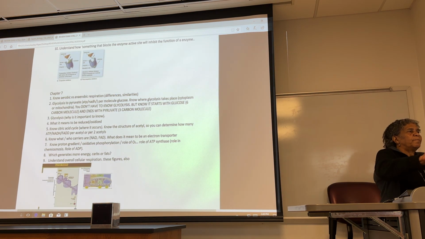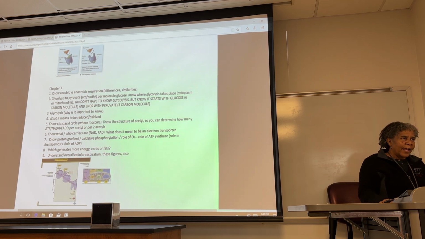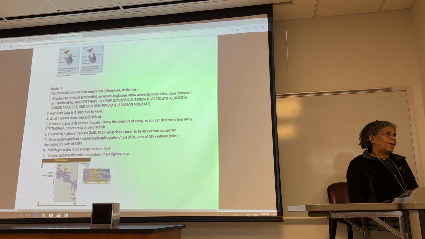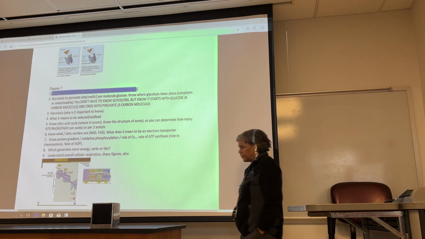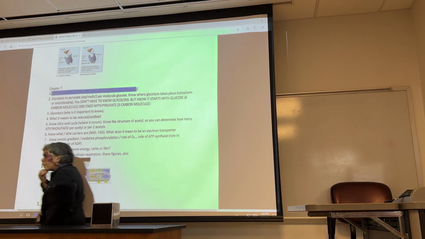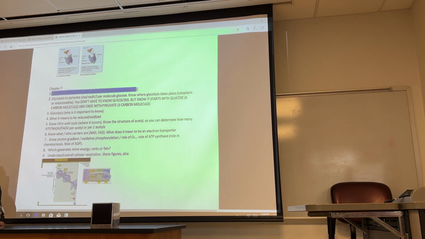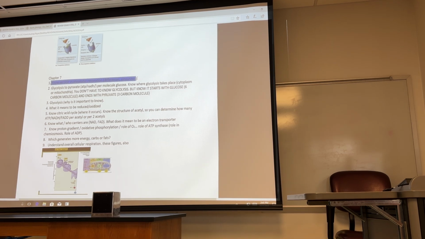Okay, so now, I want you to know what aerobic versus anaerobic is. I want you to know the difference between aerobic and anaerobic. There are really no similarities, there are differences. Aerobic is any mechanism that requires oxygen. If it has a requirement for oxygen, and our cellular respiration requires oxygen, it's called aerobic. If the environment does not require oxygen, it's called anaerobic.